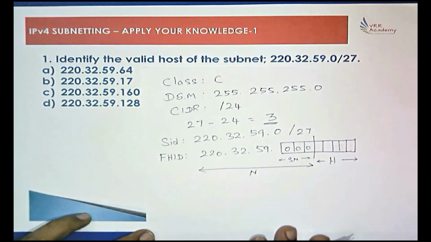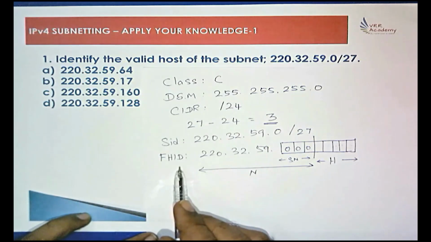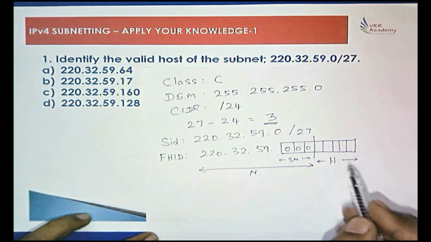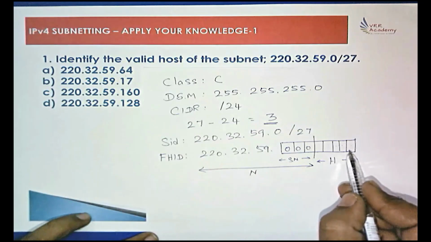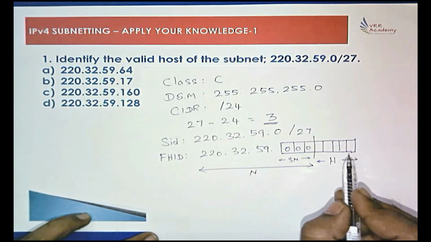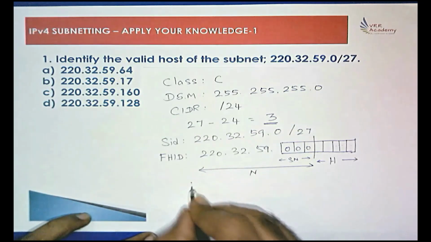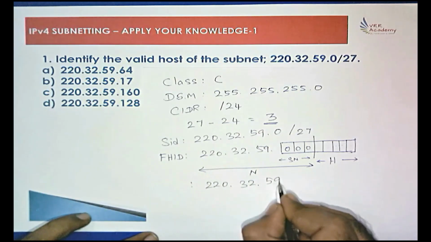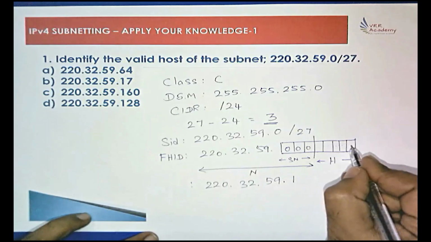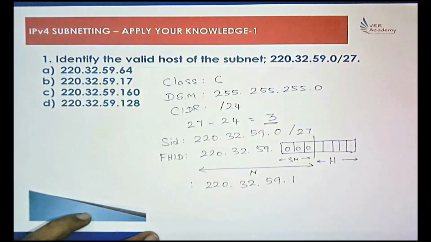It is given in the problem itself as 0. Now we have to identify the first host ID. For the first host ID, we have to make the last bit 1. If you make the last bit 1 in the host part, it is going to be your first host ID. So the first host ID here is 220.32.59.1. So this is the first host ID.